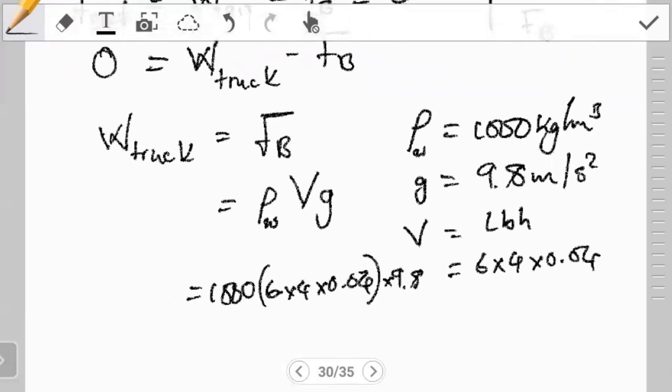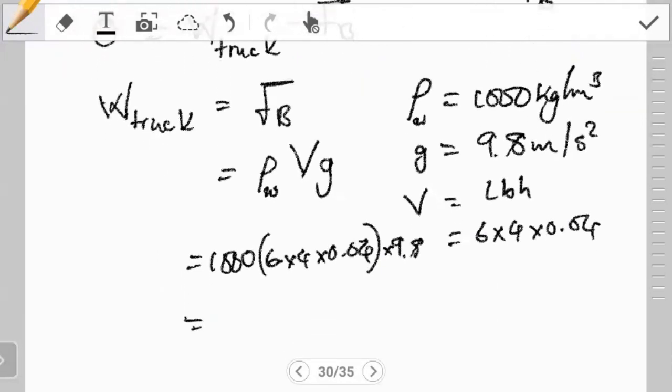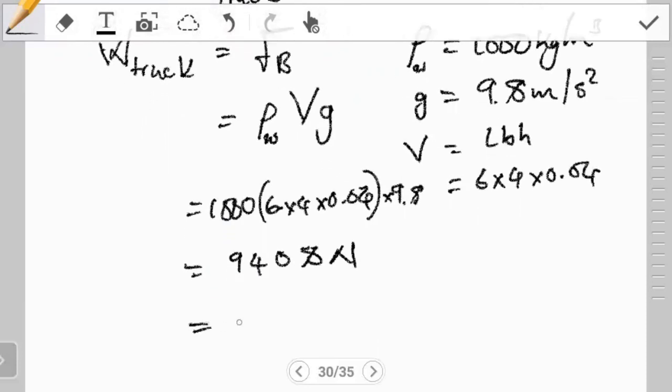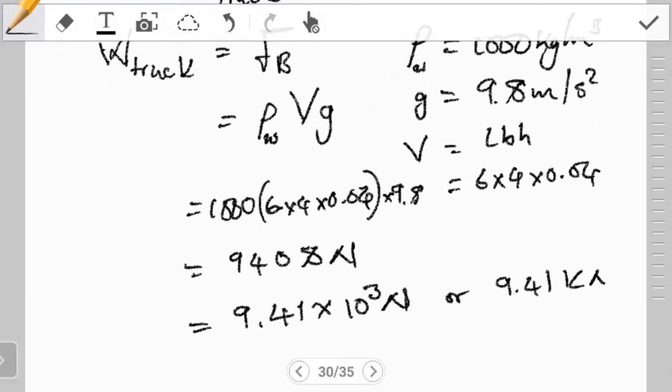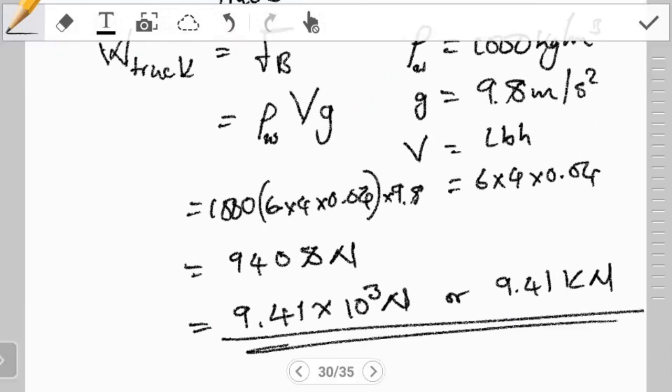If we evaluate this, we see that we obtain the weight in air or the weight of the truck as 9,408 newtons. So we can write it in scientific notation as 9.41 by 10 to the power 3 newtons, or you can write it as 9.41 kilonewtons. So whichever method you want to present your answer, it's still okay.